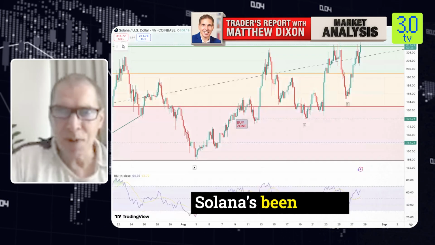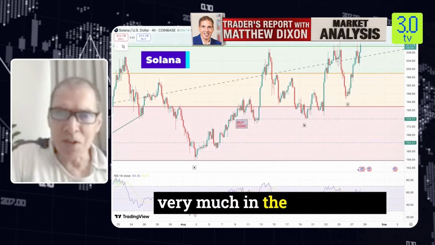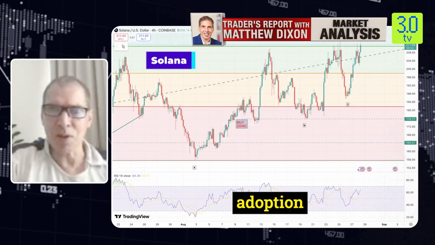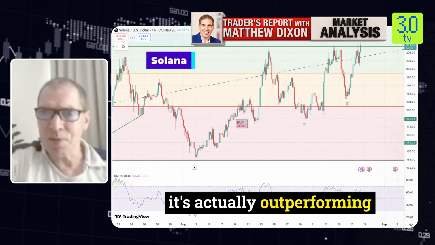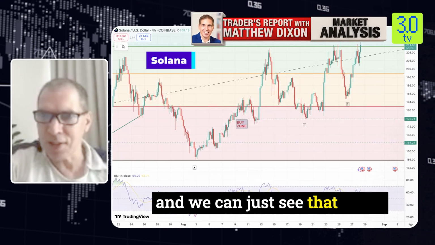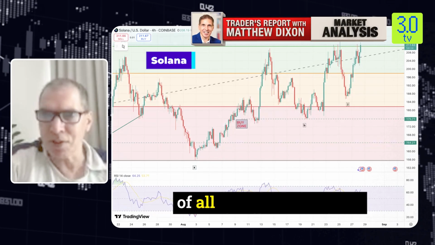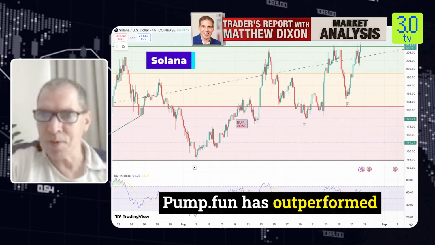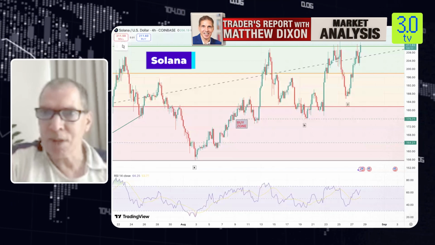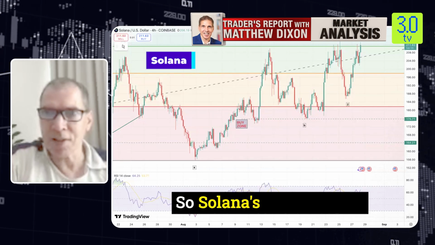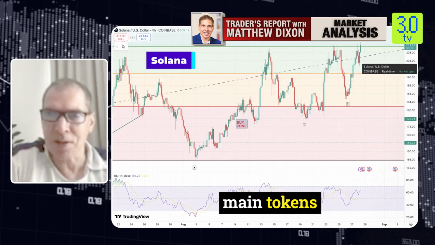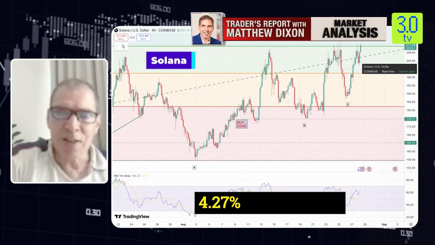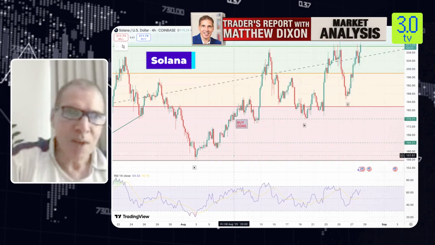Now, Solana's been very much in the news of late. It's getting a lot more institutional adoption. So it's actually outperforming a lot of tokens, and we can see that today if we look at the performances of all the tokens that I've got listed here. Pump.fun has outperformed, but other than that, Solana is the highest performer. So Solana is definitely the highest performer of the main tokens at the moment. So far today, 4.27% to the upside, looking very nice.